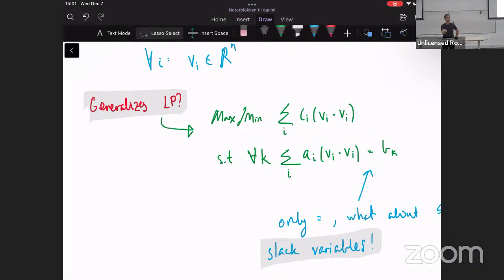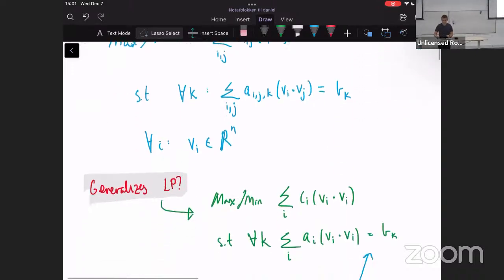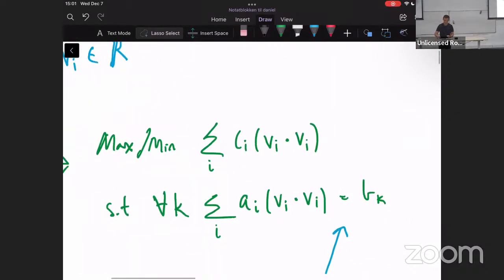We made SDPs, right? It's not even clear that this generalizes linear programming. I mean, your variables are vector valued. Is this really a bigger hammer than LP? Okay, let's check that it is. Well, suppose that all of our linear functions on dot products don't ever use the cross terms. They never use vi, vj. They only are linear combinations of vi, vi.